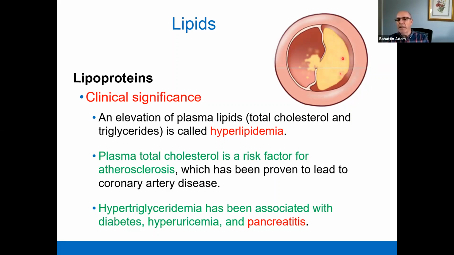It narrows the vessels. If this is a coronary artery, that means it will narrow the coronary artery, and the coronary muscles and the heart won't be able to get enough oxygen or nutrients and die.